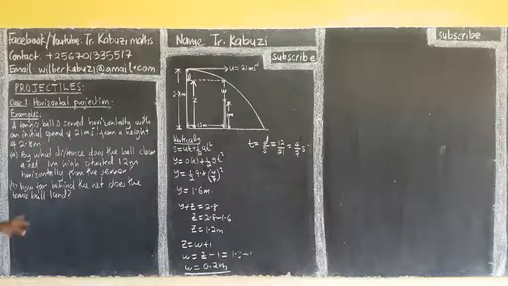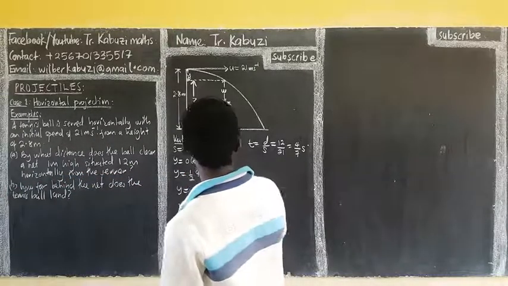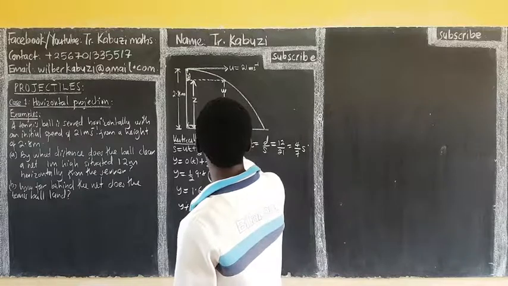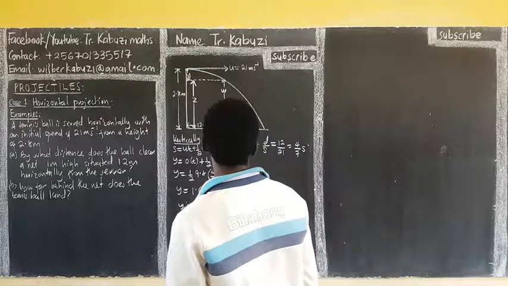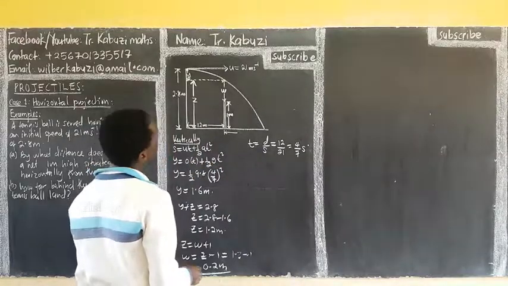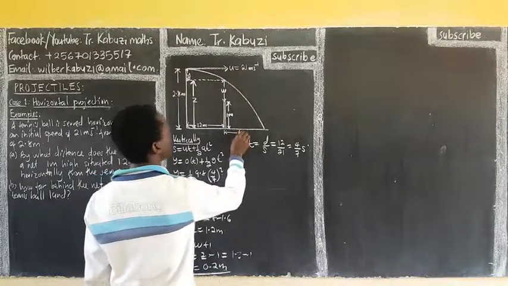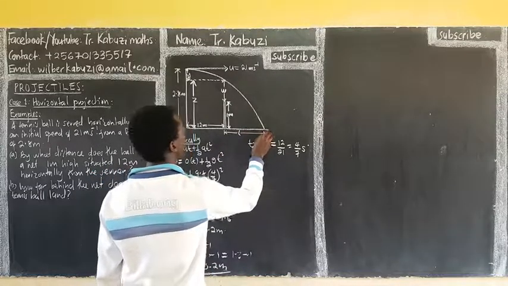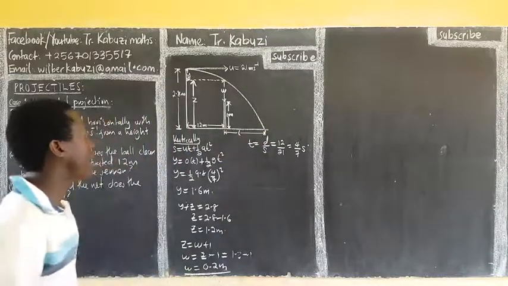Then they're asking how far behind the net does the tennis ball land? So they want this distance here. How far behind? Let me call this distance L. This is the distance behind the net, from here to here. It's going to be our distance behind the net.